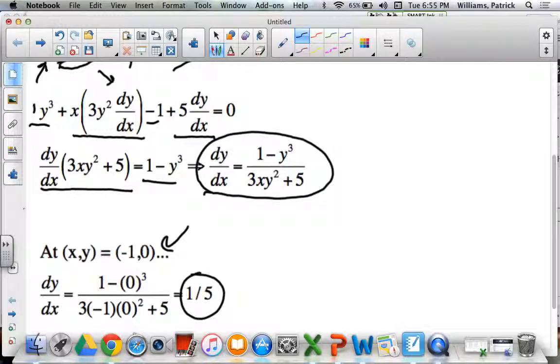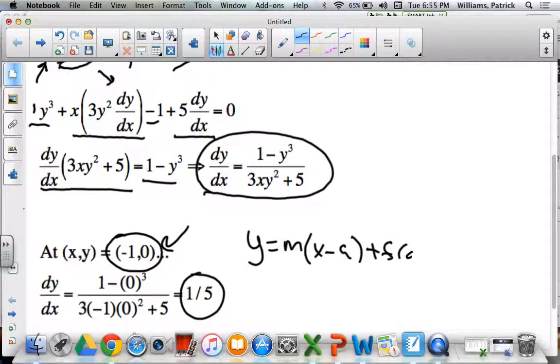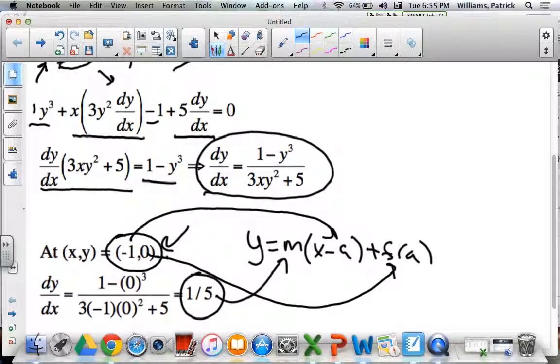What if we wanted an equation for a line tangent to the curve at this particular point? Well, we just use our point-slope equation. We get y equals m times (x minus a) plus f(a). In this case, m is 1/5, a is -1, and f(a) is 0. So we should get that y is 1/5 times (x plus 1), and then plus 0 on the end here. So let's see if that works.